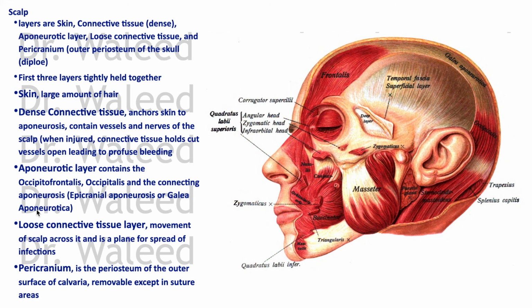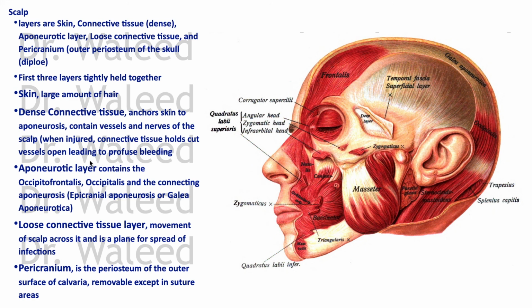The first three layers are fused together, which means the skin, the dense connective tissue, and the aponeurosis are fused together as one piece. They move together. The skin is unique, of course, with the large amount of hair follicles. The dense connective tissue layer beneath the skin actually carries also the vasculature and nerve supply of the area.